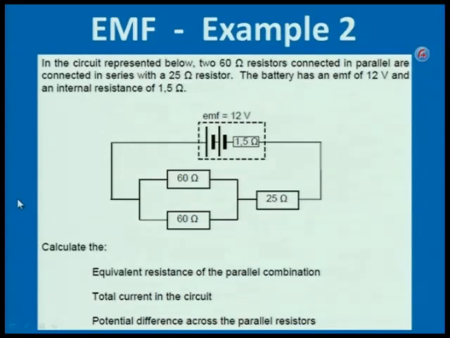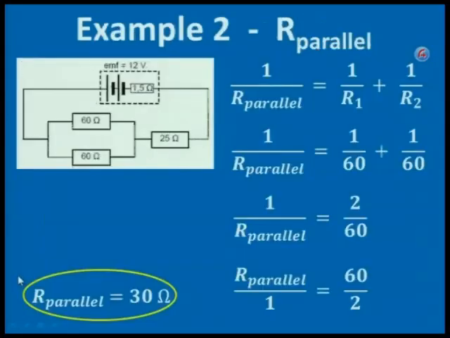Example 2. In the circuit represented below, two 6 ohm resistors connected in parallel are connected in series with a 2.5 ohm resistor. The battery has an EMF of 12 volts and an internal resistance of 1.5 ohms. Calculate the equivalent resistance of the parallel combination, therefore RP. So let's just focus on the first question first.